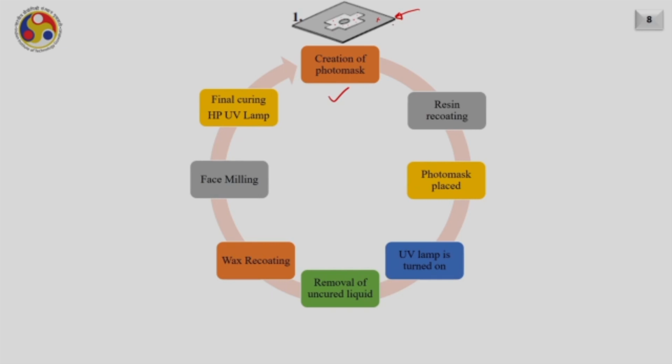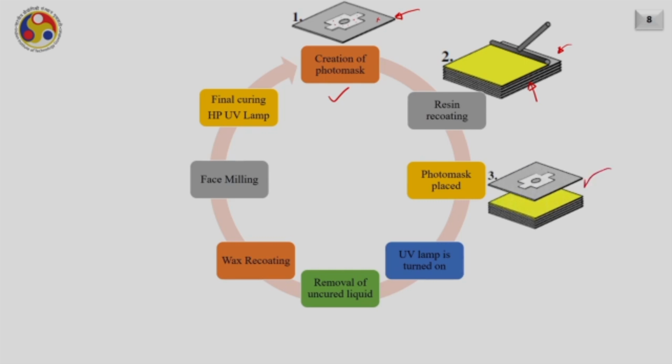First we create the mask for the corresponding layer. Then we do the resin recoating. We spread a layer of resin over the pre-built layer, and here you can see the spreading of the layer. It is the top feeding. You are spreading it in the form of a curtain, which we discussed in the case of PolyJet. In a very similar fashion, we spread the layer of resin. Then after that, we place the photo mask over the spread liquid resin and switch on our UV lamp.